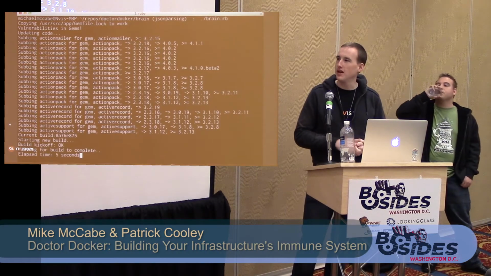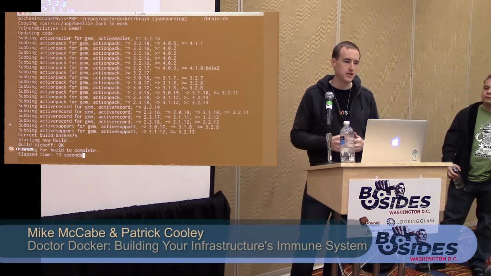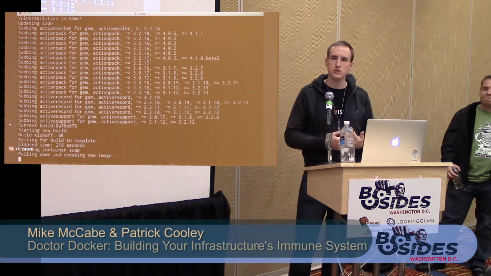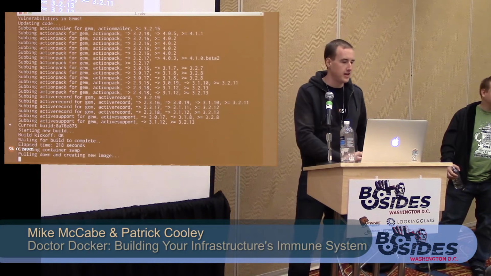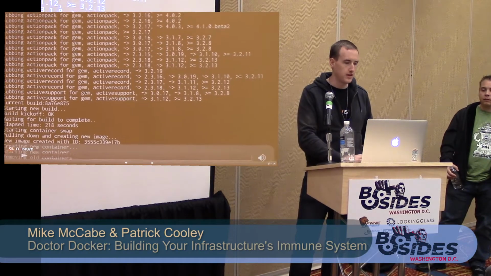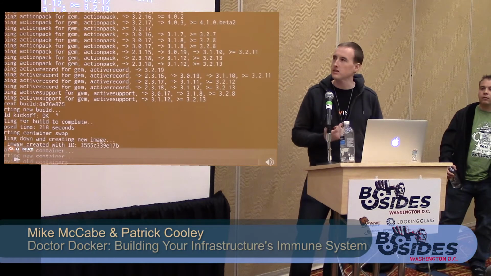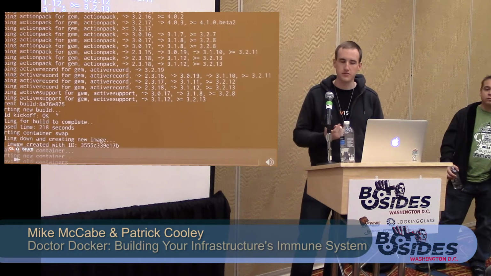We run the brain, and this basically looks at your Gemfile. It finds all of the vulnerable gems. Then it starts updating your code for all of those vulnerable gems. So it subs them out and switches out the version that's fixed, and it uses Bundler Audit to tell it which ones are fixed.